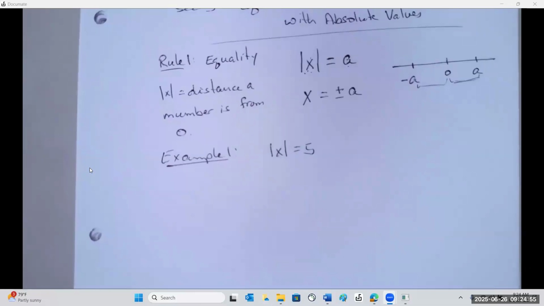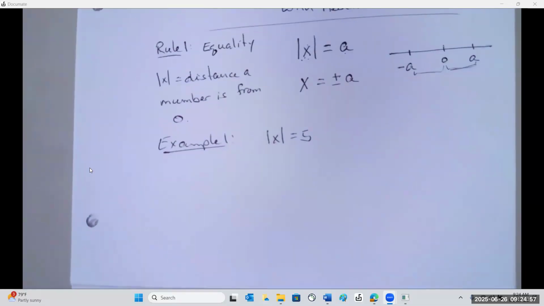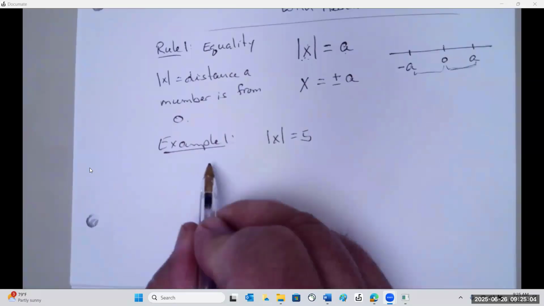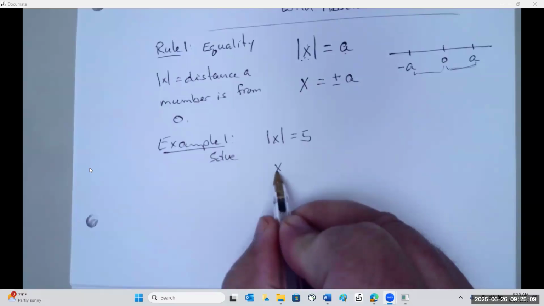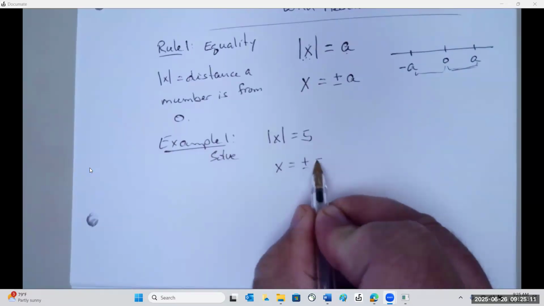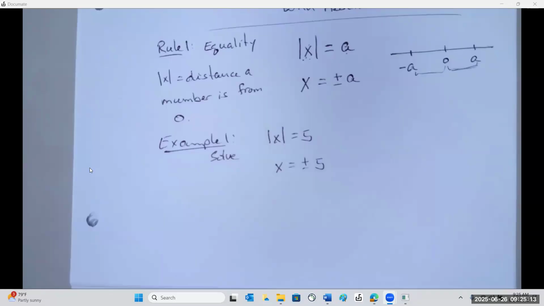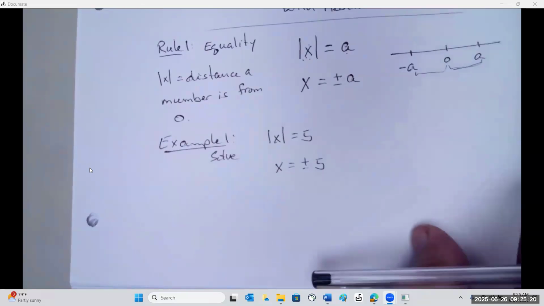Solve for x. Yeah, x equals plus or negative 5. So far, so good. So here's example 2.